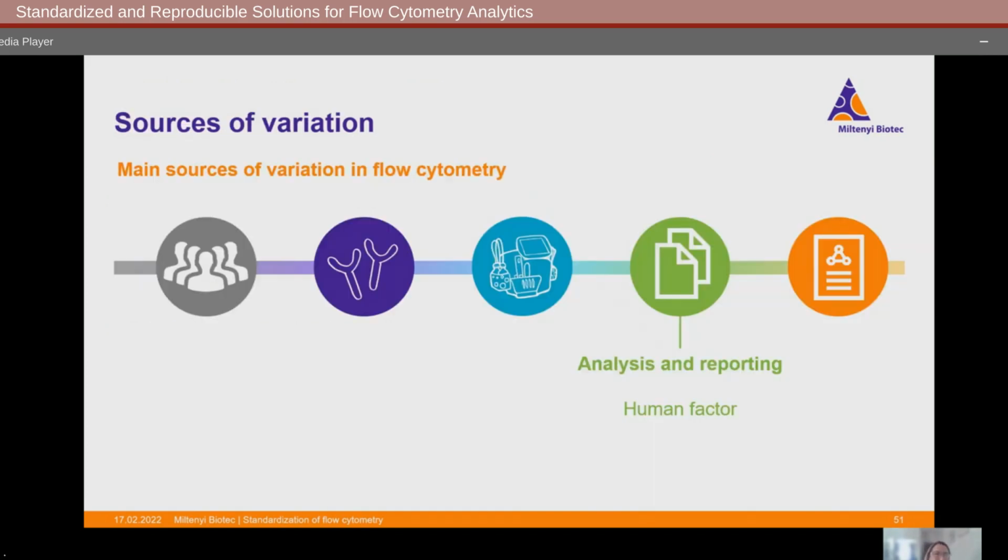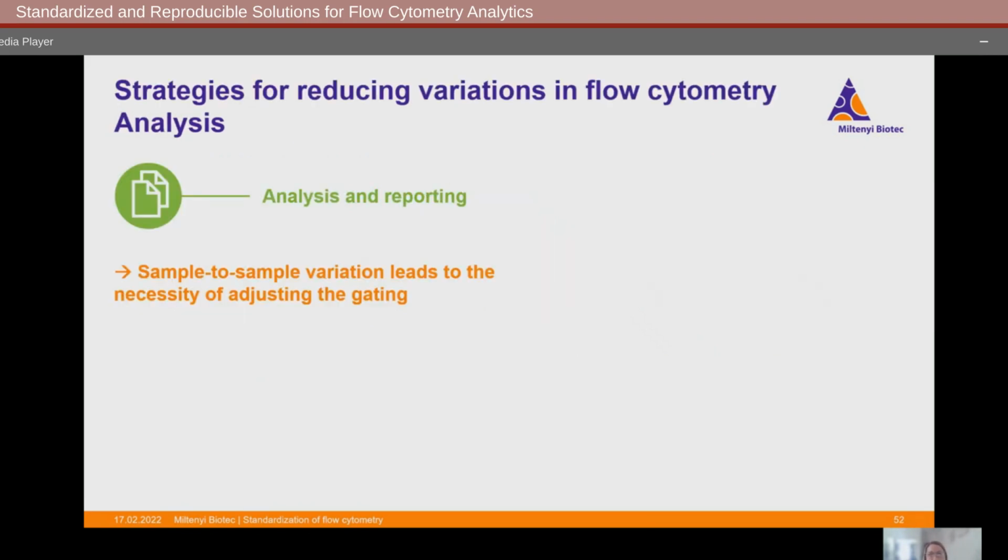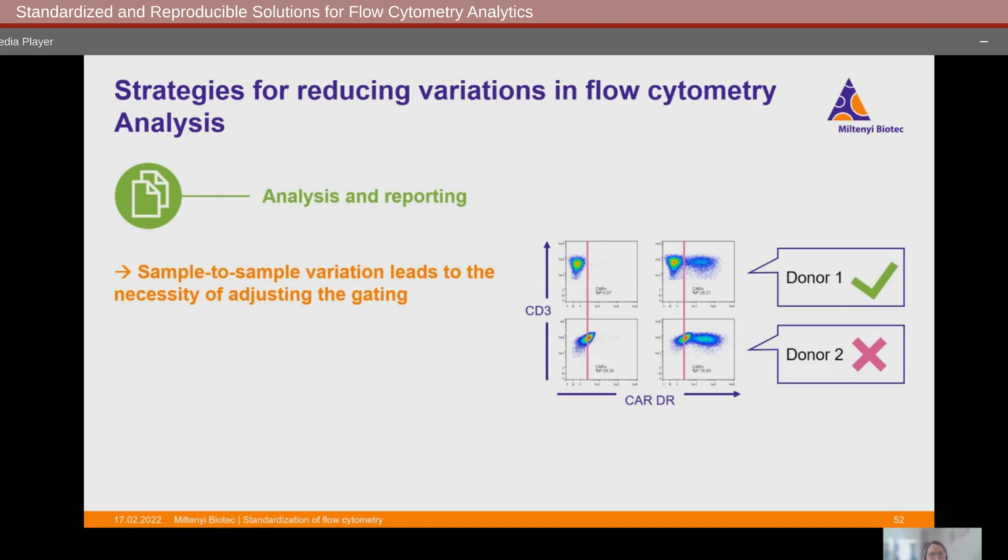Now I'm going to get into another source of variation in flow, which is analysis and reporting. This is very much a human factor in flow, where you hear people say flow is sometimes an art, but we do have a way to make it standardized across users with this feature called Express Modes. Express Modes allow you to get rid of some of this sample-to-sample variation. Typically, you would need to change the gating when done manually, even for 2 different types of donors. You can see in this particular example that even though it's the same exact gate, it's looking a little bit different when you're actually doing your gating strategy.